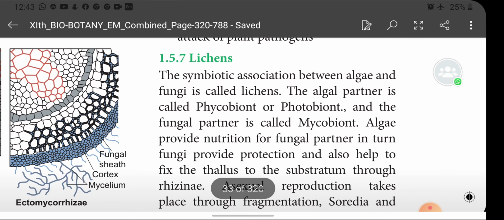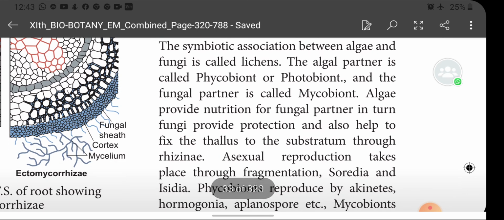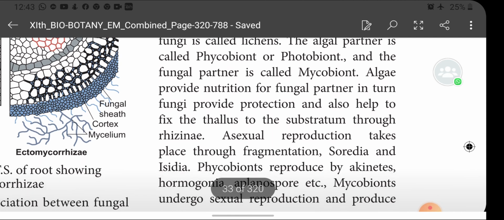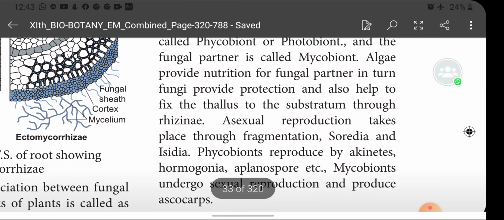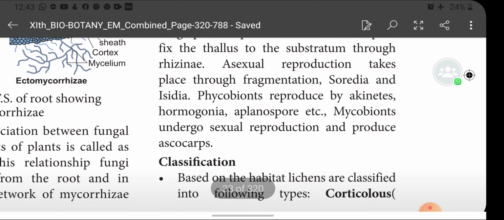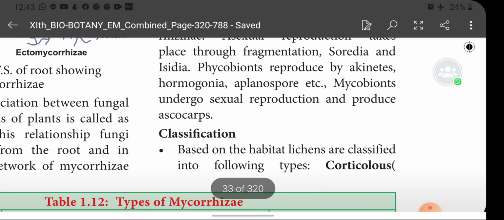Next, the last topic is lichens. It is a symbiotic association between algae and fungi, called lichens. The algal partner is called phycobiont or photobiont, and the fungal partner is called mycobiont. Algae provide nutrition for the fungal partner. In turn, fungi provide protection and also help to fix the thallus to the substratum through rhizinae. Asexual reproduction takes place through fragmentation, soredia and isidia.